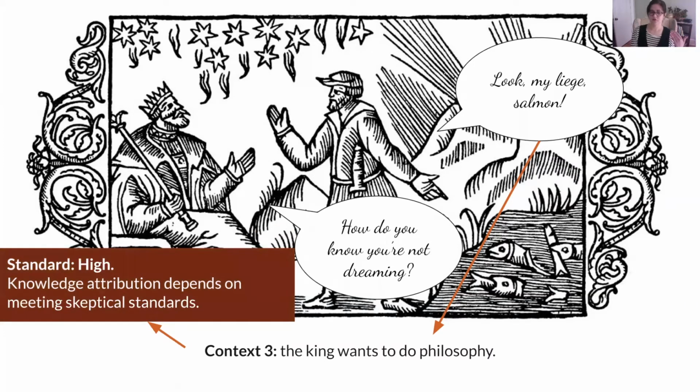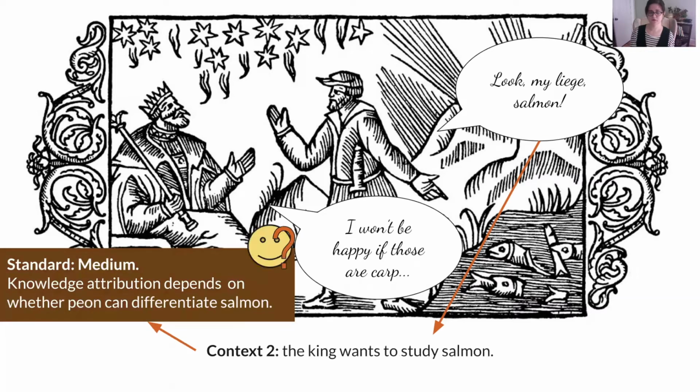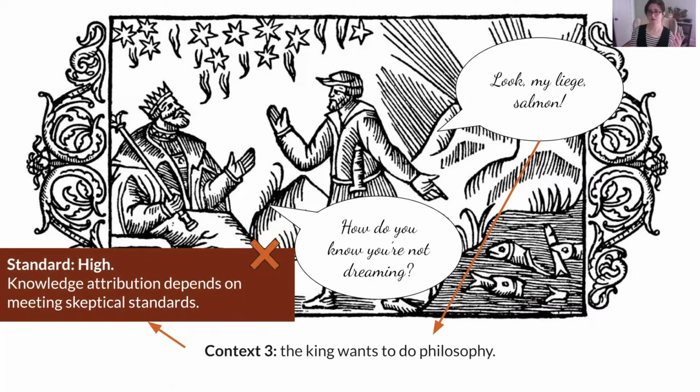And now think of the third context. The king wants to do philosophy. Same statements, but the standard now is high. Knowledge attribution will depend on meeting skeptical standards, which are, as we remember, quite high. So in this case, we think in most scenarios, the peon will fail to meet the standards and he won't know that there are salmon, even though in the previous contexts, he did know there are salmon, right? So that's what the contextualist likes.